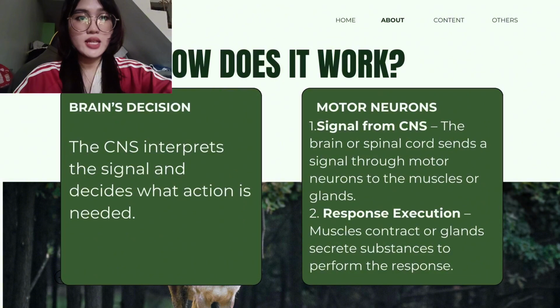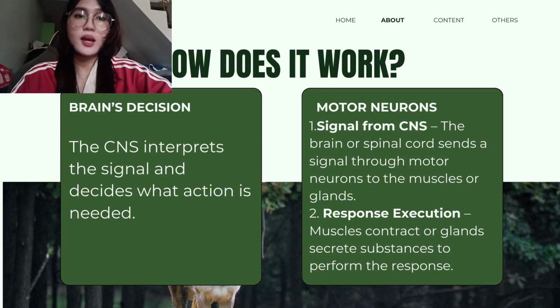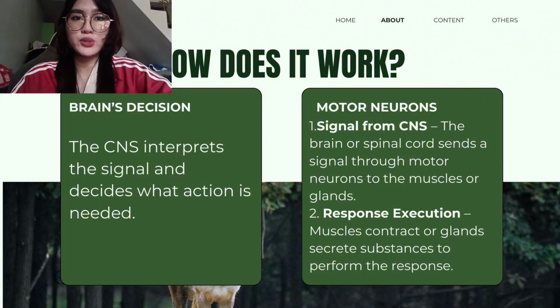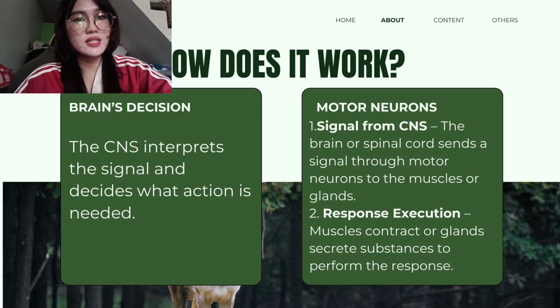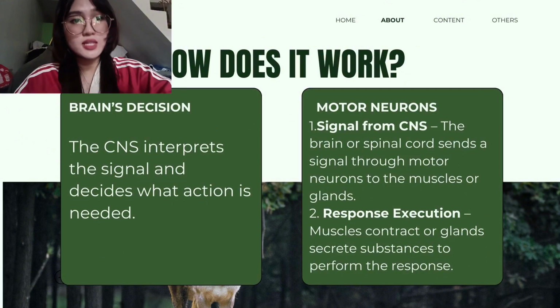When the signal travels to the brain, a decision happens. The CNS interprets the signal and decides what action is needed. After that, the motor neuron, or motor mechanism, takes part. The nervous system sends a signal through a motor neuron to the muscles or glands, then the muscle contracts and the gland secretes a substance to perform a specific reaction.